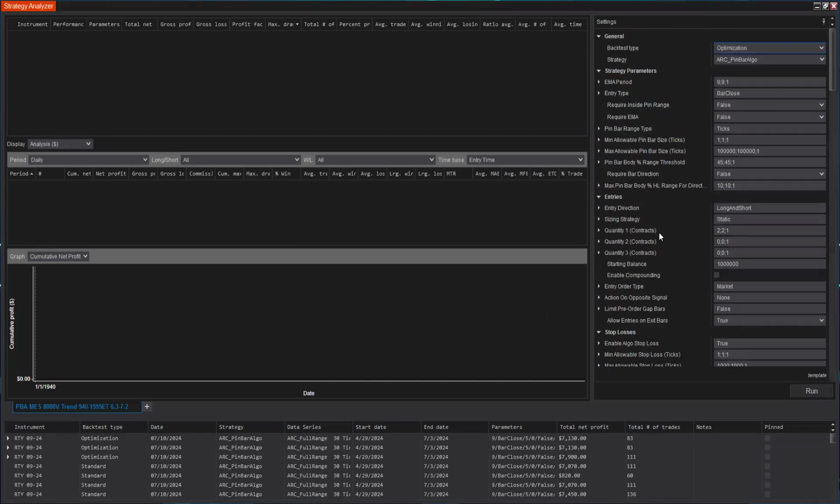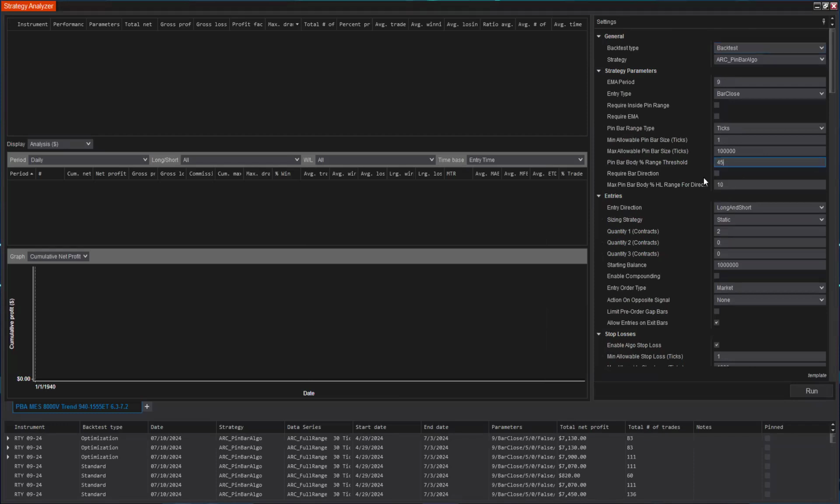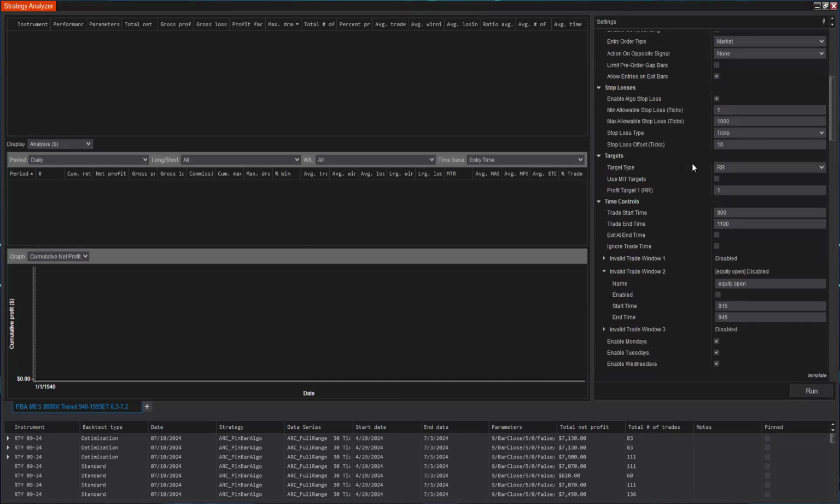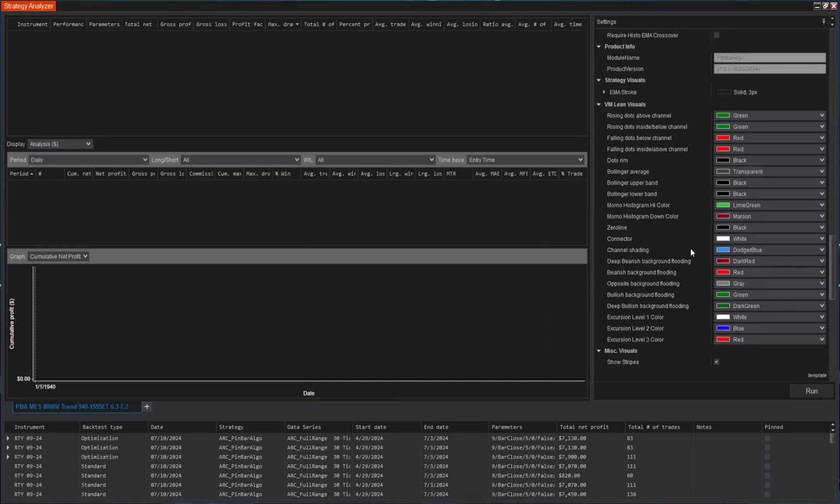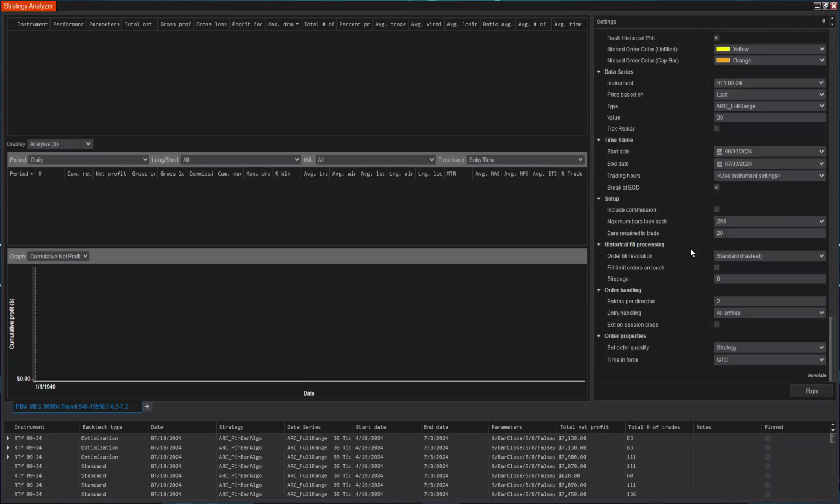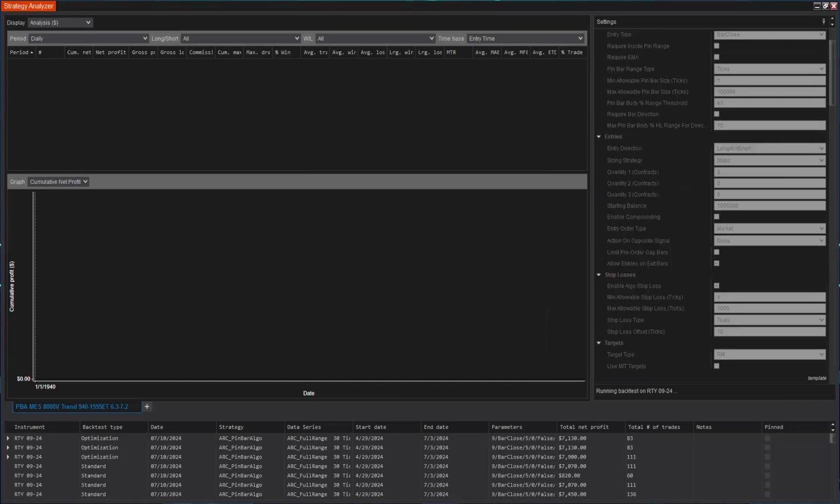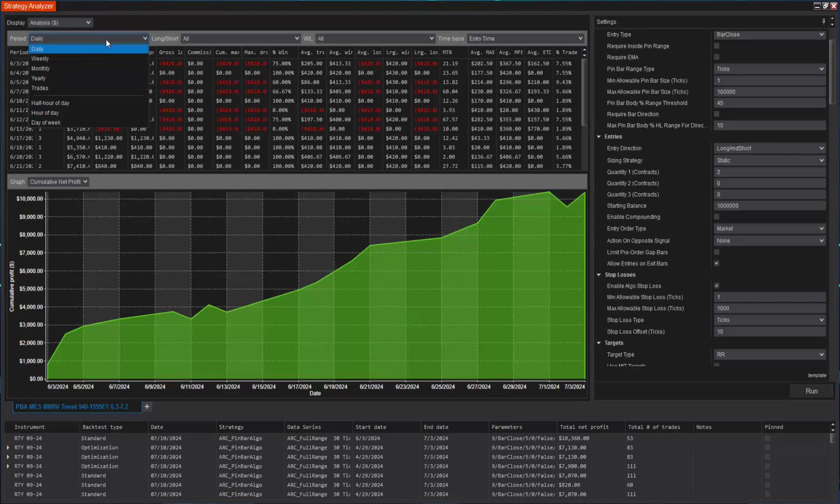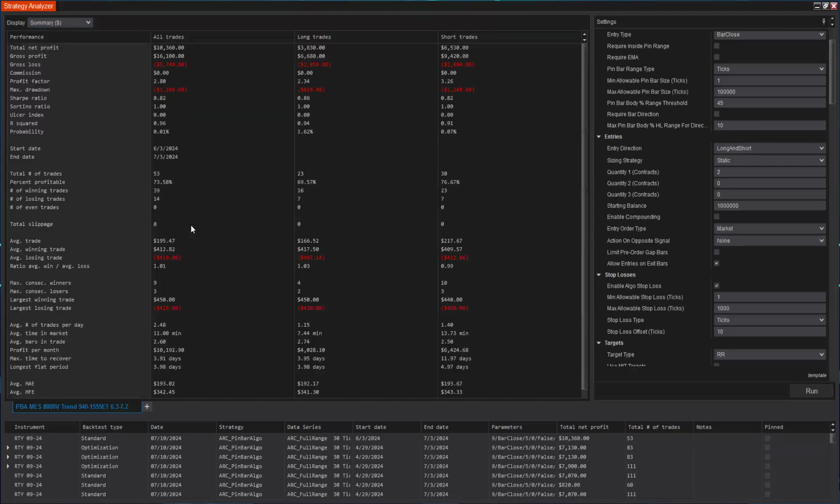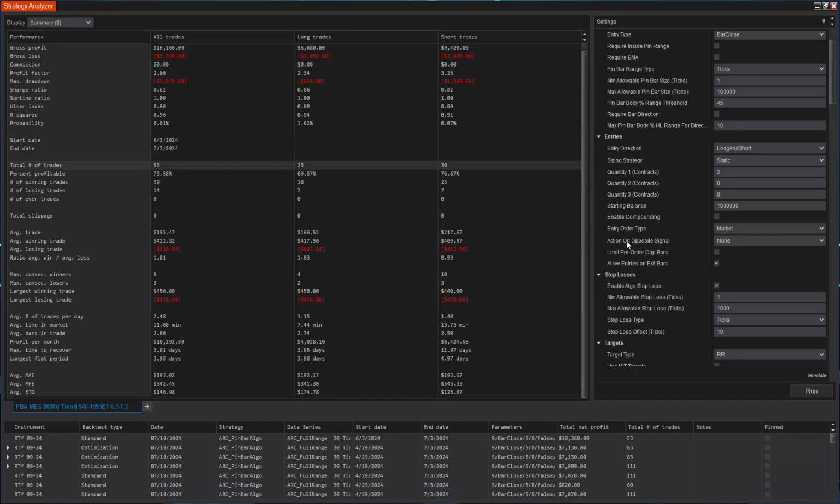Just go to back test. Pin bar threshold. We might be able to even fine tune this a little bit now that we've adjusted some things. Let's run it this way. Yeah, so it looks good for that month. It's about 53 trades. It's not a small amount of trades.